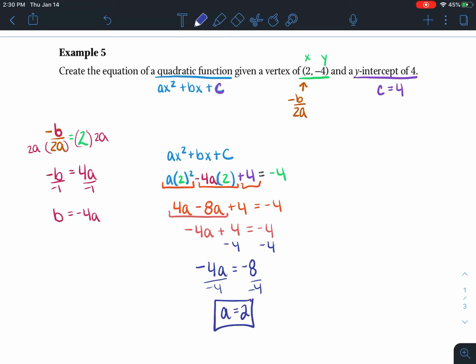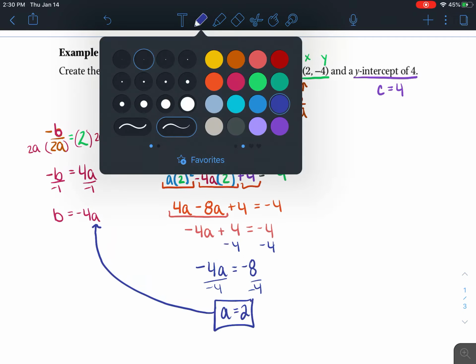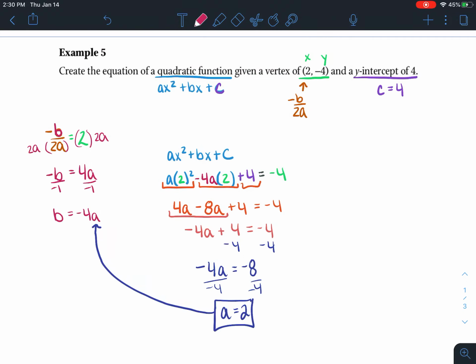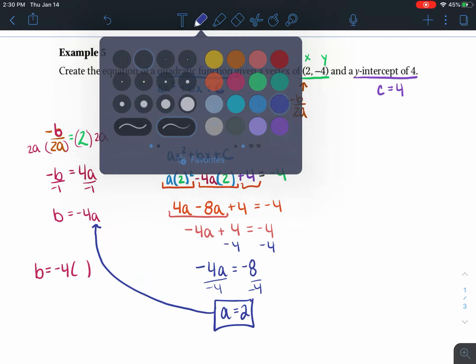So originally we already know our c value. We started that from the beginning. We just plugged in what we knew to solve for a. The only piece we have left is to solve for b. So we're going to take this value for a, plug it into this equation right here to find our missing piece. So if we know that b equals -4 times a, we're going to replace that a value with the 2 we just found to find that b equals -8.